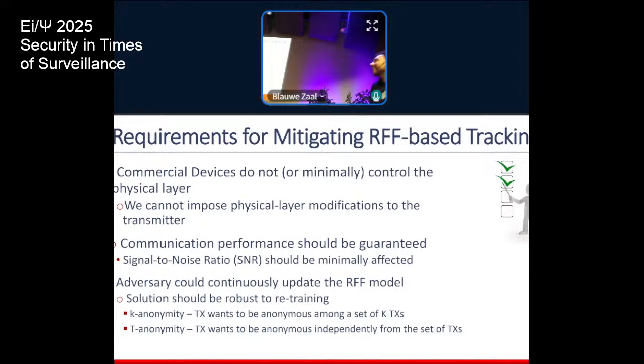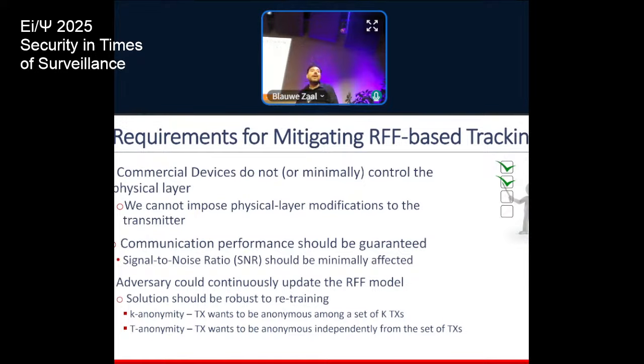So you cannot basically modify or impose physical layer modifications to the transmitter in the general case. At the same time, you also would like to keep the communication performances of the devices the same. So you don't want to degrade the signal-to-noise ratio that you experience at a given receiver, and more importantly, the bit error rate. You want to continue transmitting with the same performances.